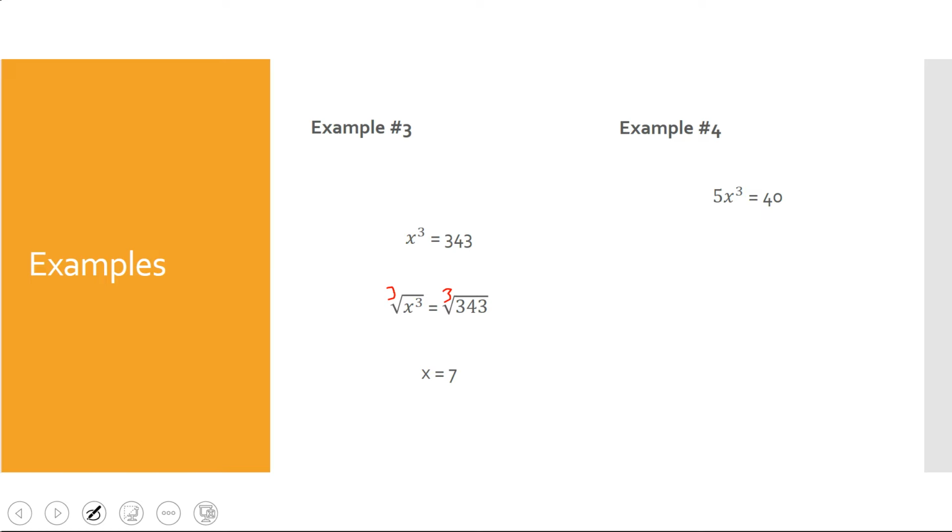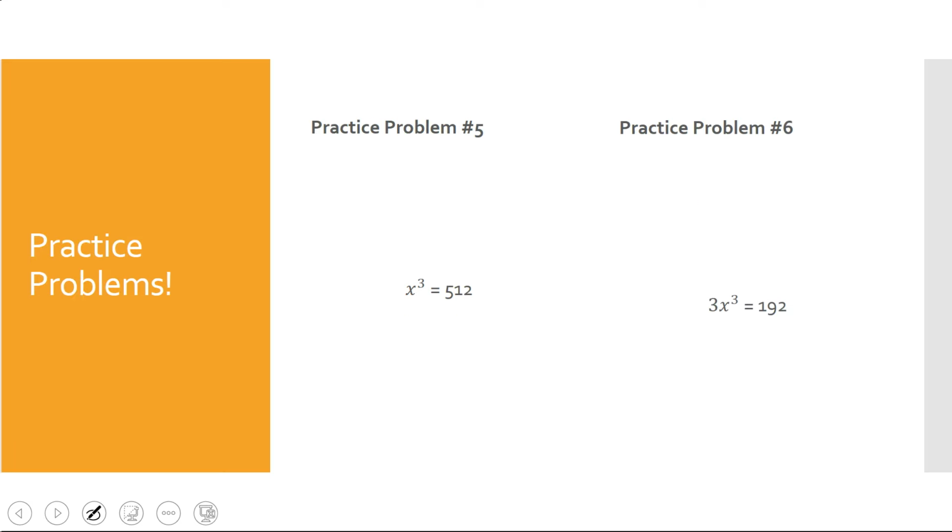Now, similar to the last problem, we have to get rid of that coefficient with the 5 first. And to do that, we have to do the inverse operation, which is dividing. So we divide by 5 on both sides. And when I do that, these cancel out, and I'm left with x cubed equals 8. Now, we have to find the cube root of both sides, and that is going to give us x equals 2.